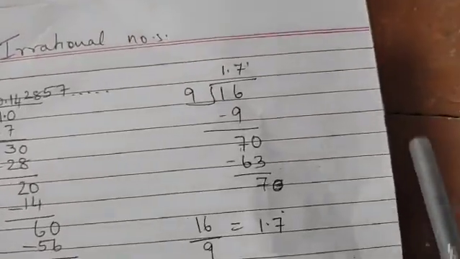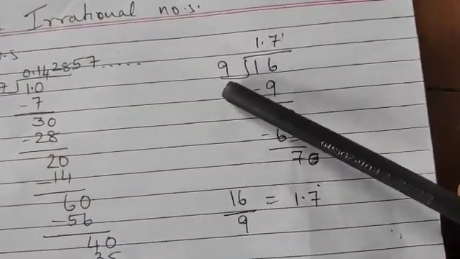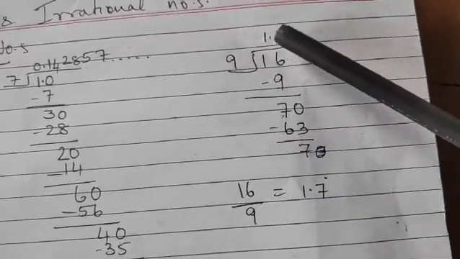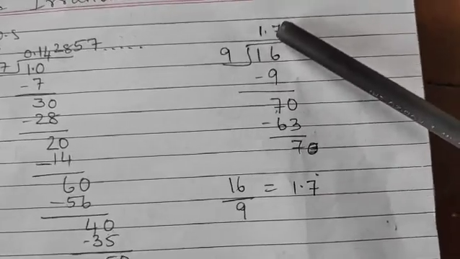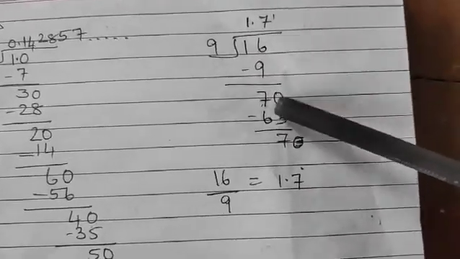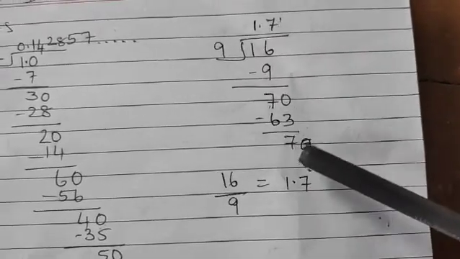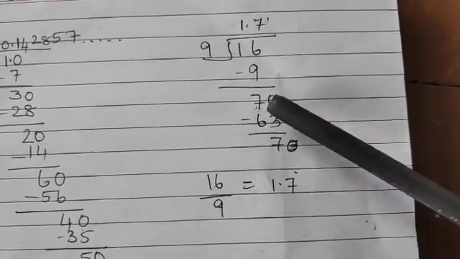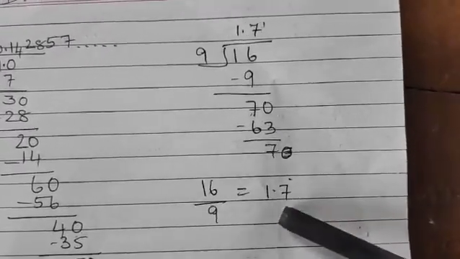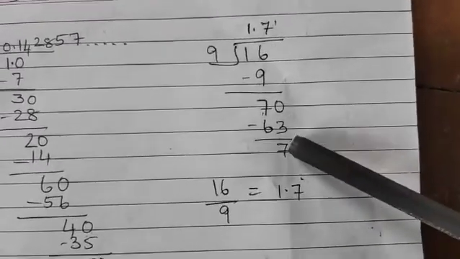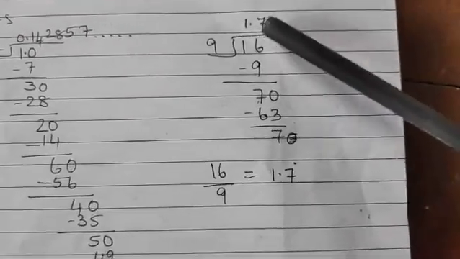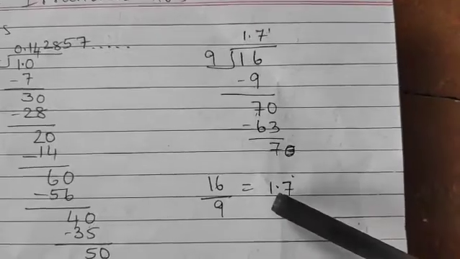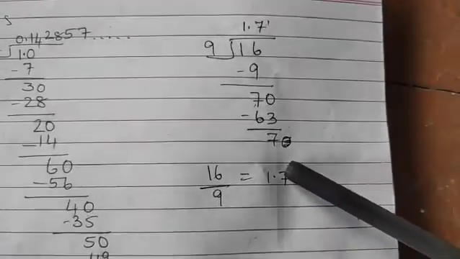A third situation: 16 divided by 9, in which 9 ones are 9, so 7 is remaining. You put a point, you make it 70, and then 7 nines are 63 and again 7, which means now this will keep on repeating. Am I right or not? 7 means again you put 70 and 7 nines are 63. So 7 keeps on repeating, 1.7 keeps on repeating, so your answer would be 1.7 recurring.